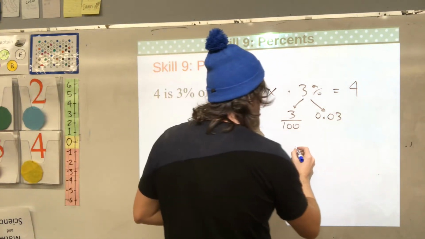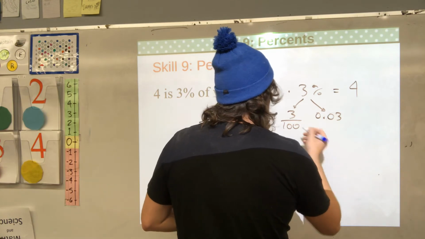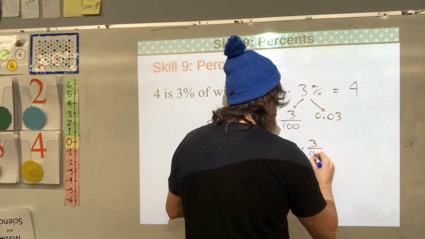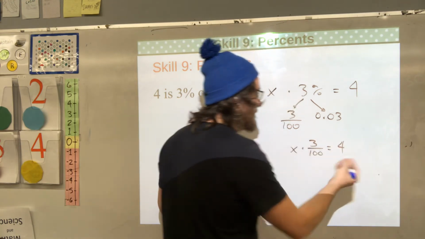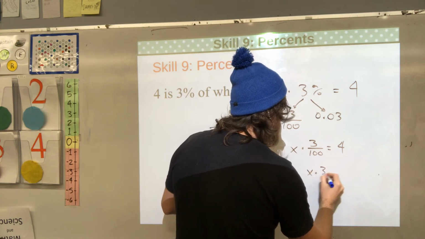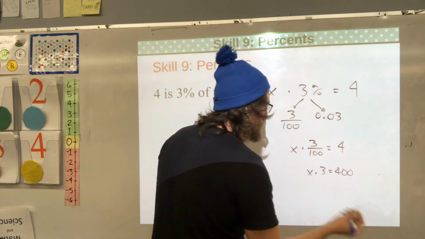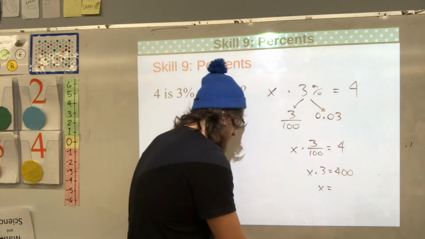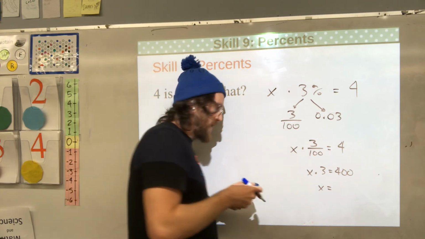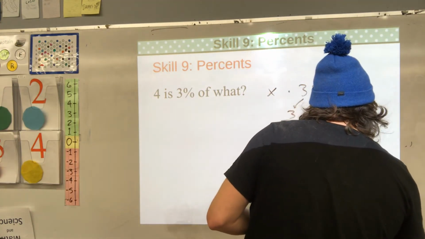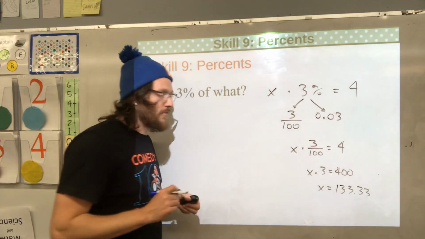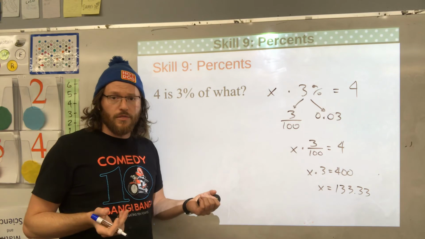And same thing as before, I'm going to end up with x times, and you can do it with fractions or decimals. I'm going to do this one with fractions. 3 over 100 equals 4. Multiply both sides times 100. We're going to get x times 3 equals 400. Divide both sides by 3. We get 133.33. Okay, and that number goes on forever. You can put a bar over the top or just round to the hundredth like that.